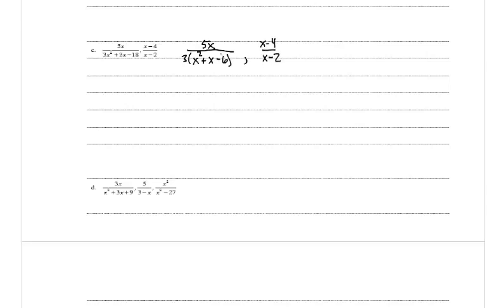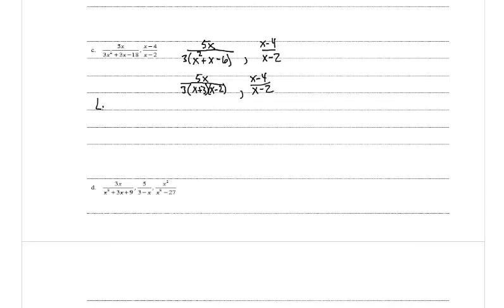And then we can factor the denominator of x squared plus x minus 6 one more time. So we're going to have 5x divided by 3 times x plus 3 times x minus 2, and x minus 4 over x minus 2 still doesn't change.